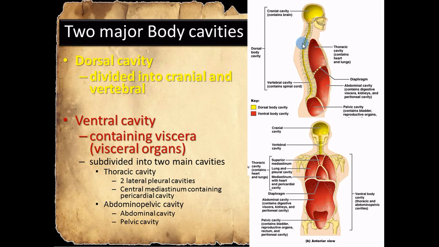These can all be subdivided. The dorsal cavity can be subdivided into the cranial and the vertebral cavities, where the ventral can be subdivided into the thoracic cavity and the abdominopelvic cavity. Heck, you can even subdivide this. The abdominopelvic cavity could be subdivided into the abdominal cavity and the pelvic cavity. Or even the thoracic cavity can be divided into the pleural cavities and the central mediastinum. So where the lungs are versus where the heart's at. So there are a lot of divisions.